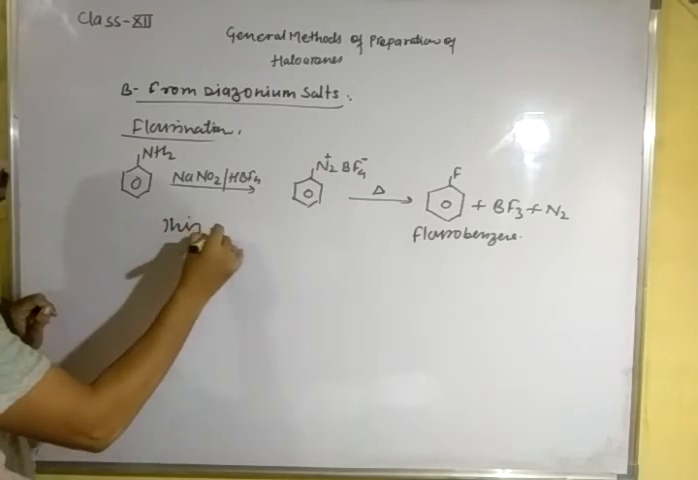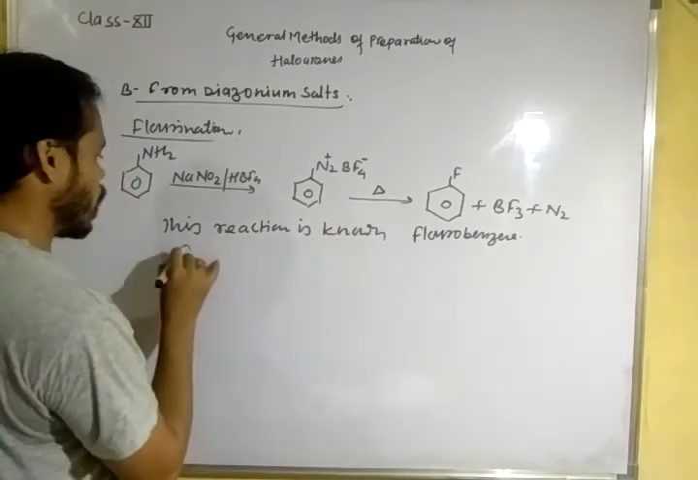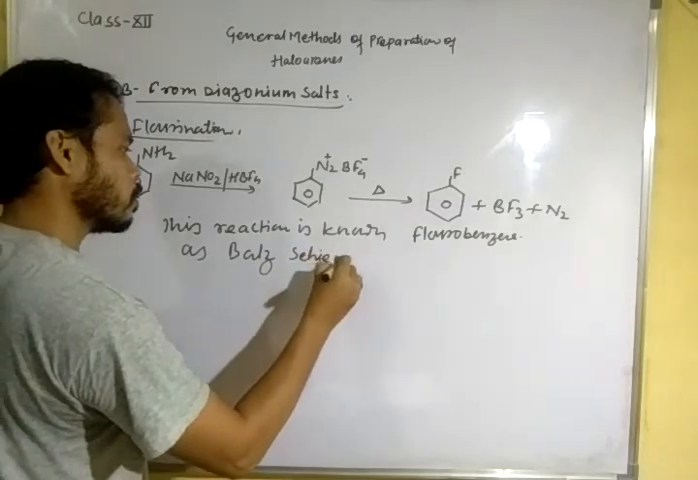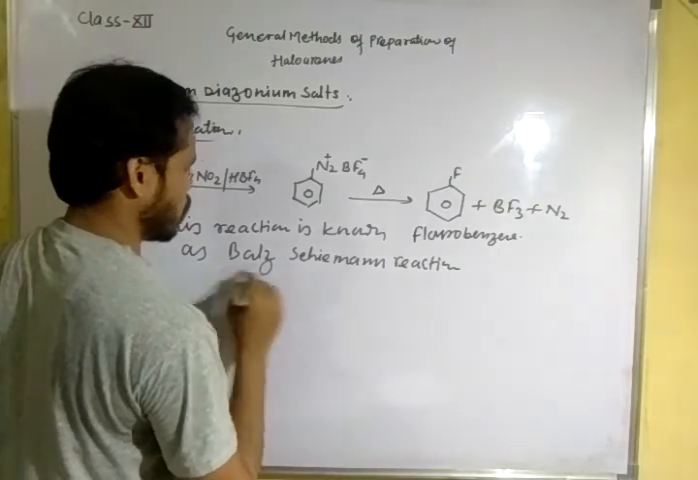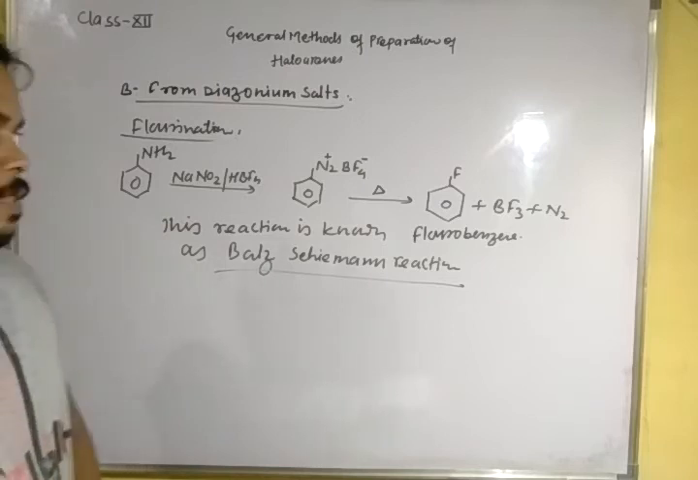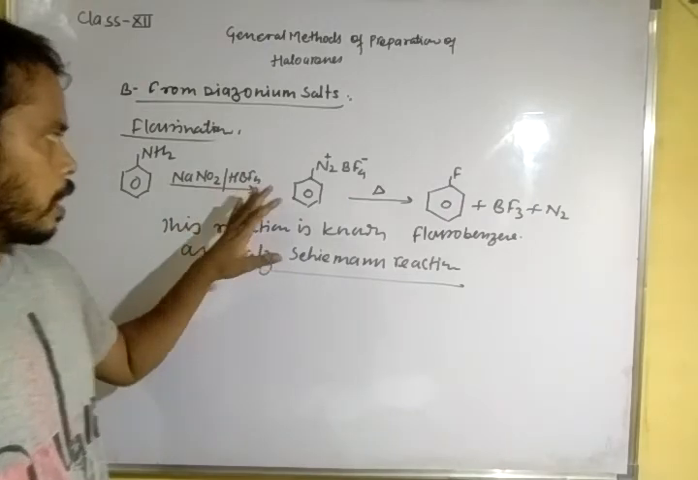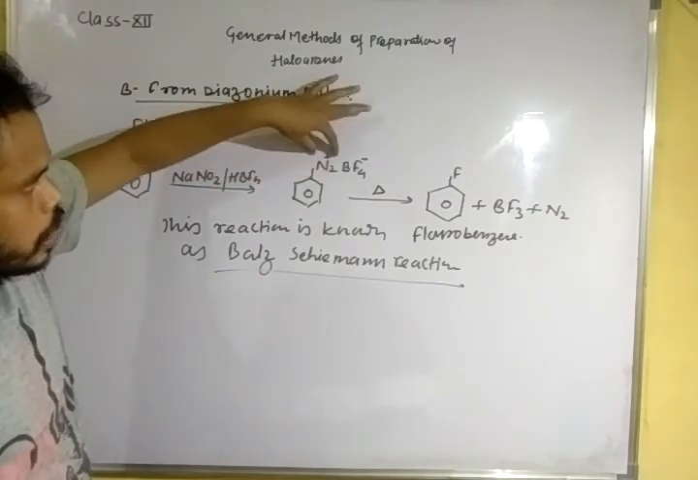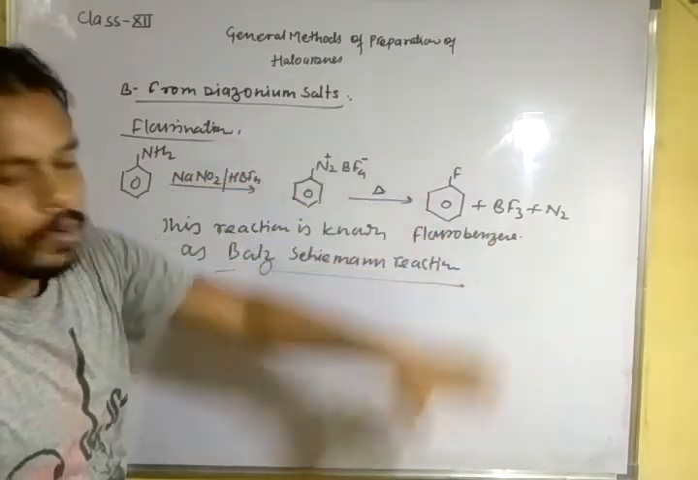Now the third reaction, very important, is known as Balz-Schiemann reaction. Sometimes it is asked what is Balz-Schiemann reaction. In Balz-Schiemann reaction, fluorobenzene is formed by treating aniline with sodium nitrite and tetrafluoroboric acid to form benzene diazonium tetrafluoroborate. After heating, it forms fluorobenzene.